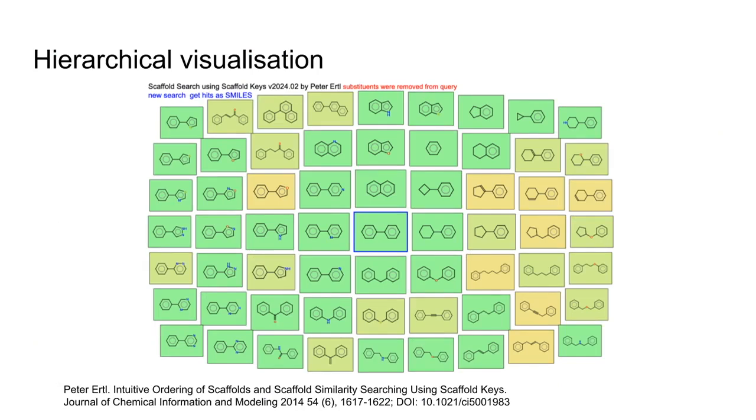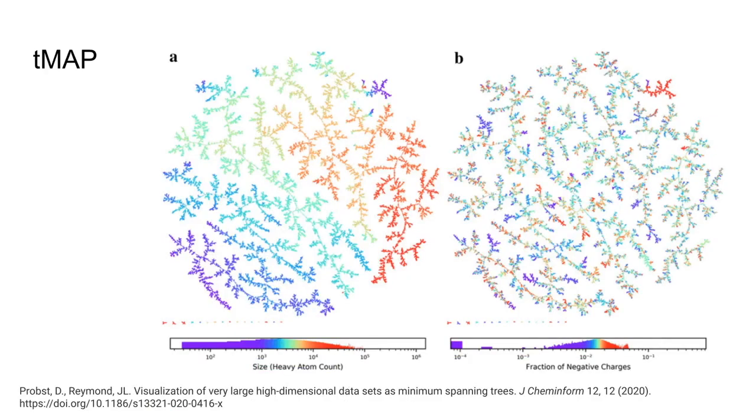Then this is an example of the hierarchical visualization. These are scaffold keys from Peter Ertl, and there is an interactive hub where you can browse a database based on the scaffolds contained. Recently, a method called TMAP was introduced, which uses scaffold trees to visualize high dimensional datasets. And there are as well datasets of molecules visualized.